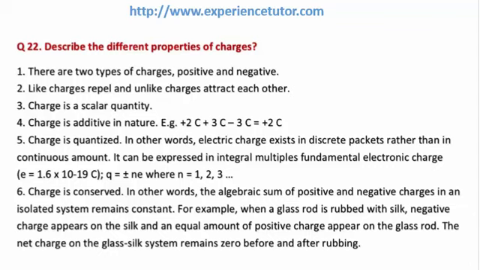Question number 22. Describe different properties of charges. There are two types of charges, positive and negative. Second, like charges repel and unlike charges attract each other. Third, charge is a scalar quantity. Fourth, charge is additive in nature. Example: +2 C, +3 C, -3 C, +1 C, the sum is +2 C.